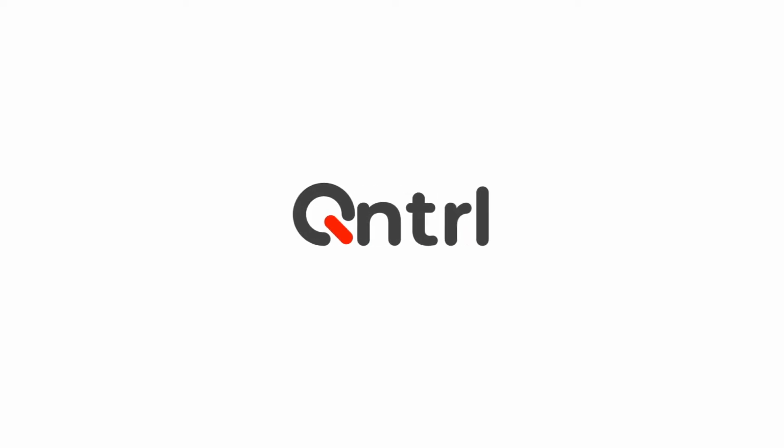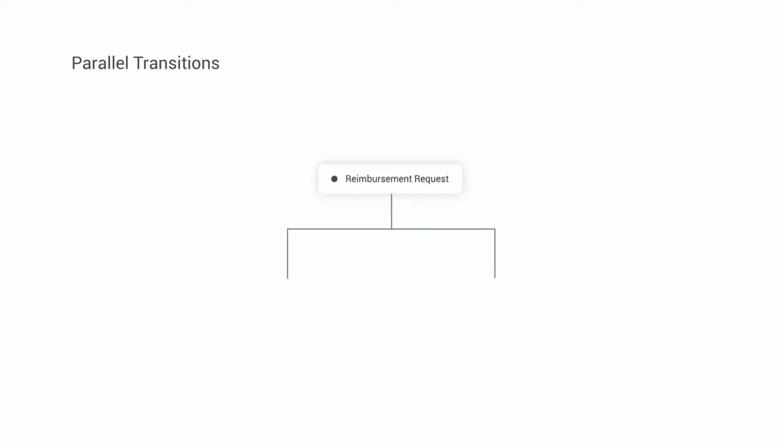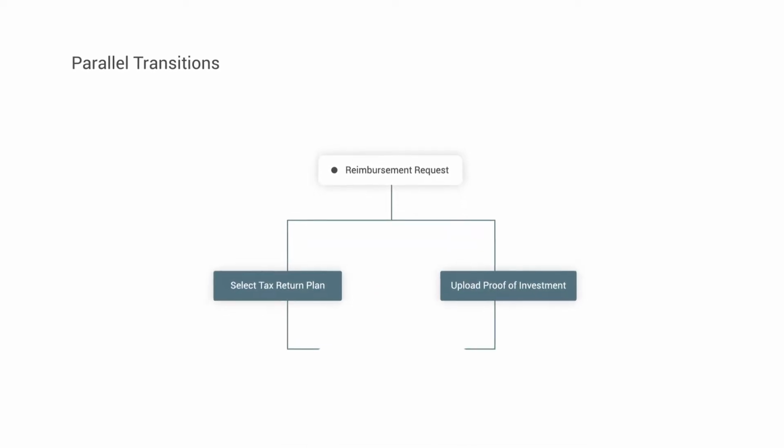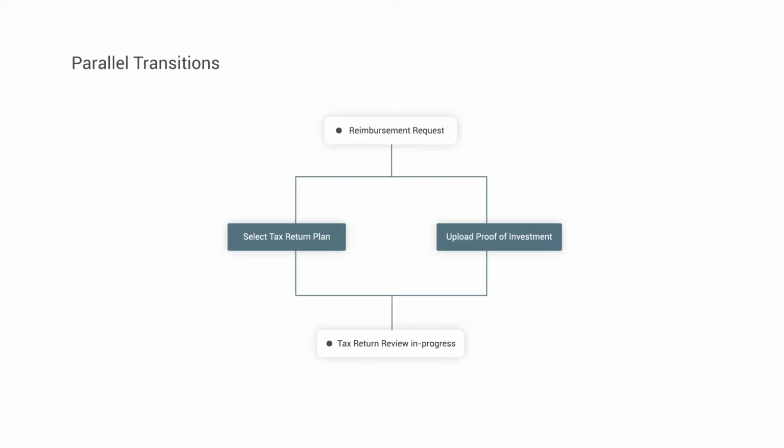Welcome to Qntrl. In this video, we will learn how to create and implement parallel, automated, and common transitions in blueprints. Parallel transitions. If a task in your business requires more than one action to be performed to move to the next stage of the process, you can use parallel transitions.